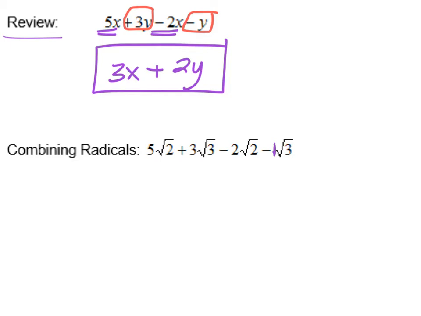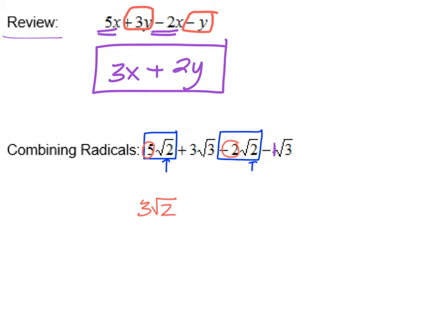So when we think about like terms, the like terms are going to be the ones that have the same radicals. So there's a 5 square root of 2 minus a 2 square root of 2. So it's that square root of 2 that I'm focusing on. Well, if I have 5 square roots of 2, and I subtract 2 of them, I have 3 square roots of 2. So that square root of 2 stays exactly the same, just like up above, the x's stayed the same when you combine the x's. So this is going to work the same way.